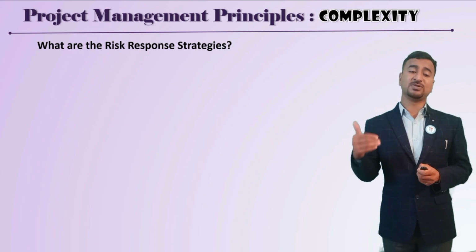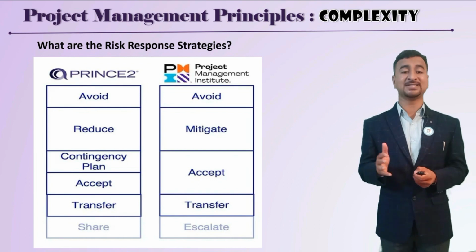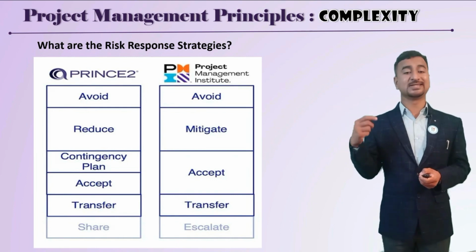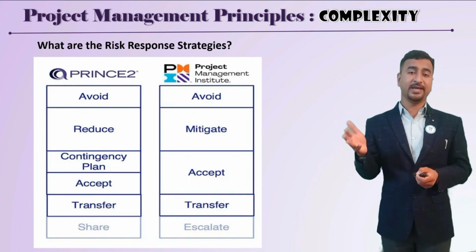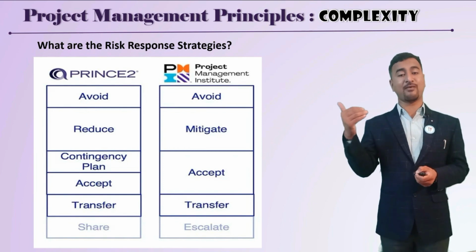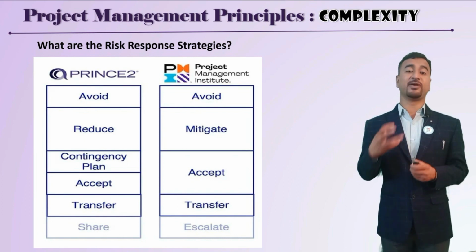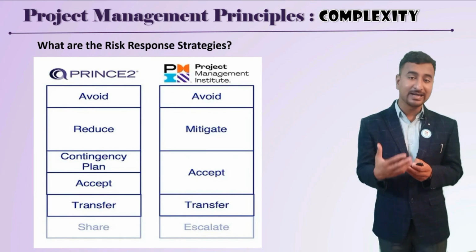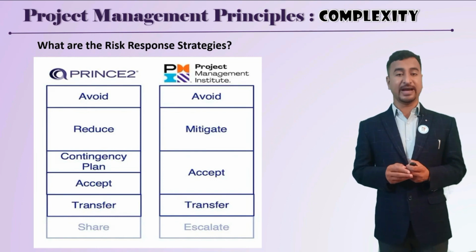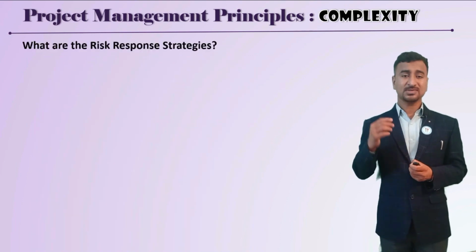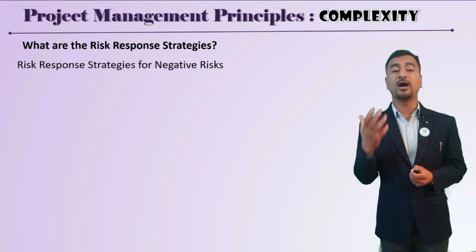Now, what are the risk response strategies? There are different project management frameworks like PRINCE2 provided by Axelos. They have five risk response strategies like avoid, reduce, contingency plan, accept, transfer, and share. And PMI, PMP, also comes up with avoid, mitigate, accept, and transfer. So the risk response strategies vary across project management frameworks, and that is where your tailoring comes into the picture: based on your organization's requirements you have to derive which risk response strategy to use. For your understanding, let's discuss in detail the risk response strategies for a negative risk.